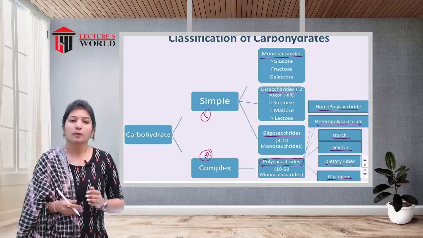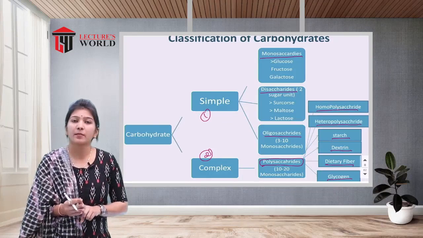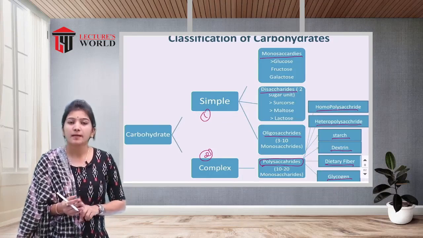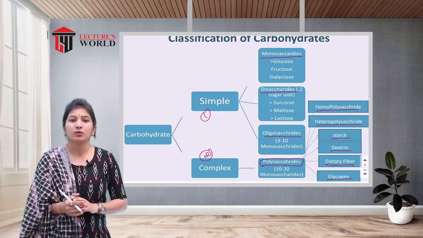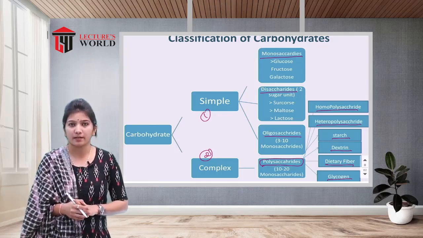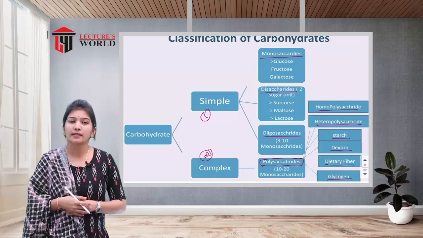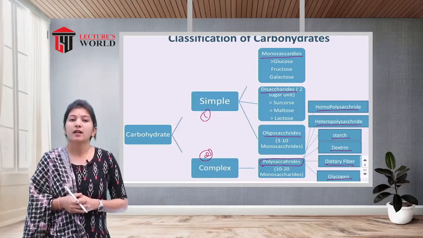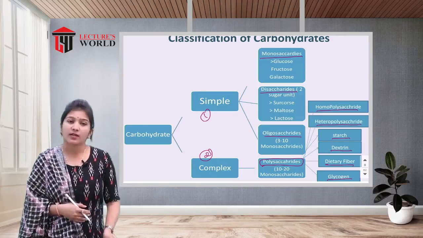So basically at the root there are two types of carbohydrates, simple and complex. Simple is divided into three types: mono, di and oligosaccharides. The complex carbohydrate is divided into one, that is polysaccharide, and polysaccharide is further divided into homopolysaccharides, heteropolysaccharides, dextrin, dietary fibers, glycogen and starch.